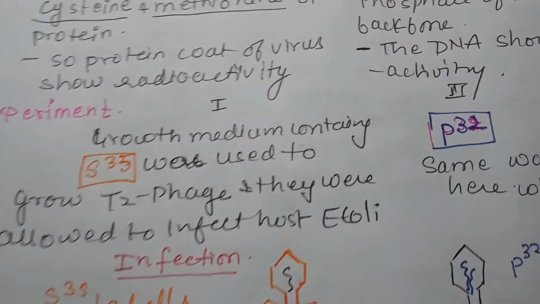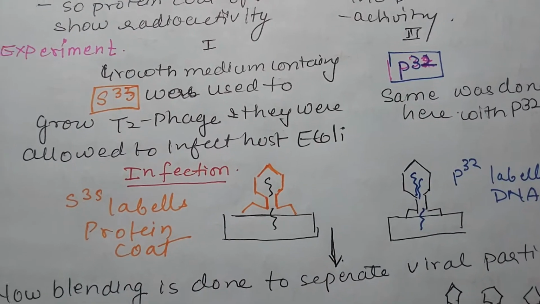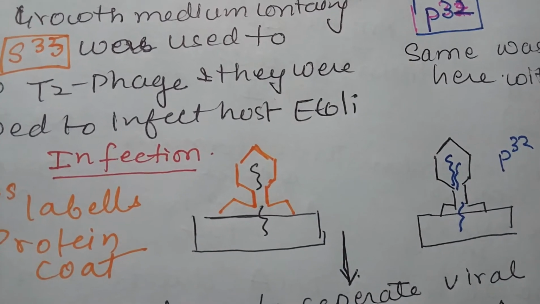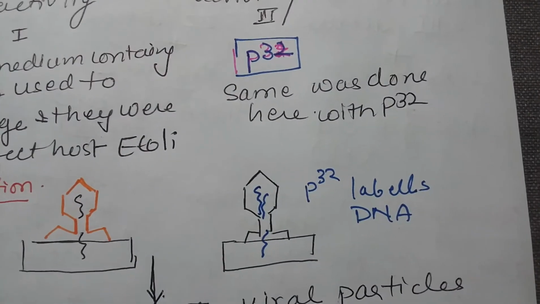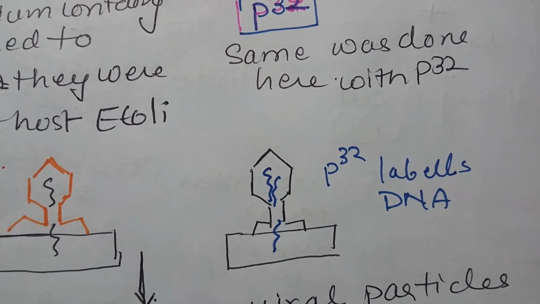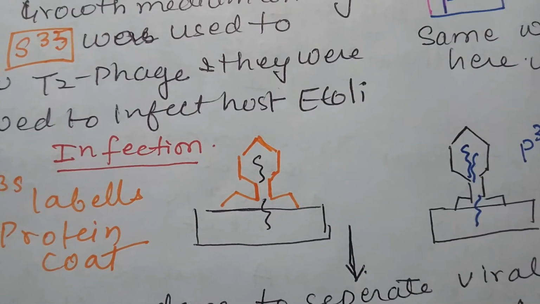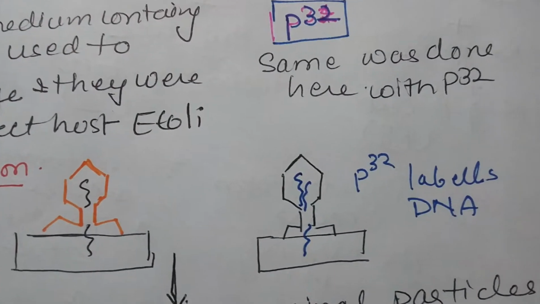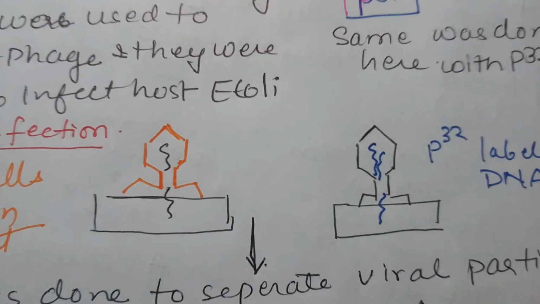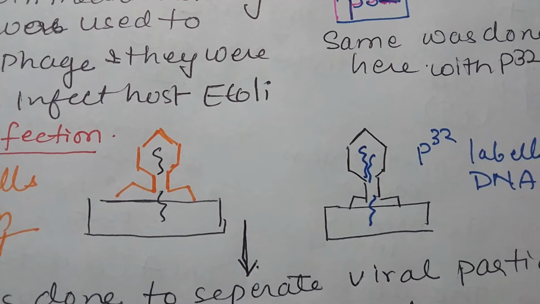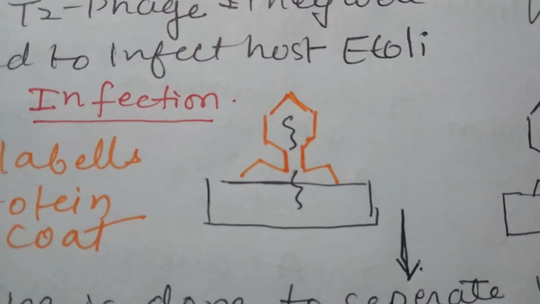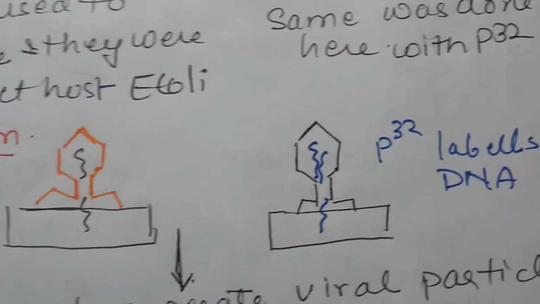Now what will happen? The first step is infection. After they get the labeling, here the protein coat is labeled with S35, and here the DNA is labeled with P32. Now they will infect the E. coli. The first process is attachment, and they transfer their DNA. In this case the DNA is not labeled, in this case the DNA is radiolabeled.